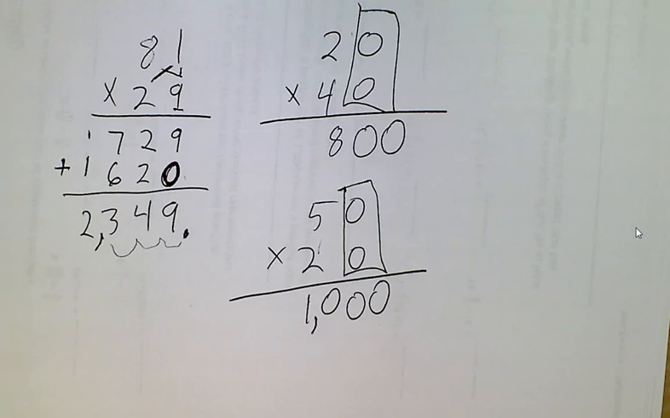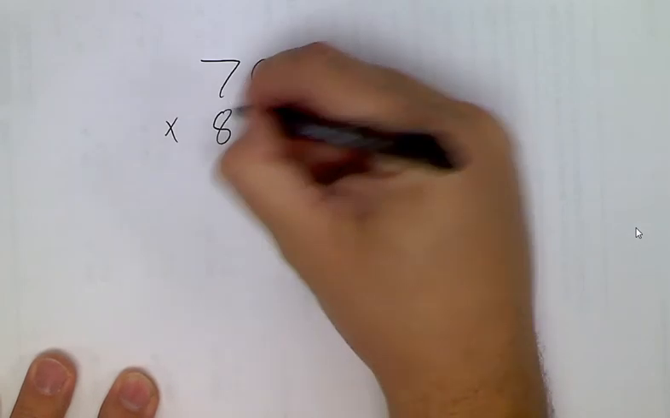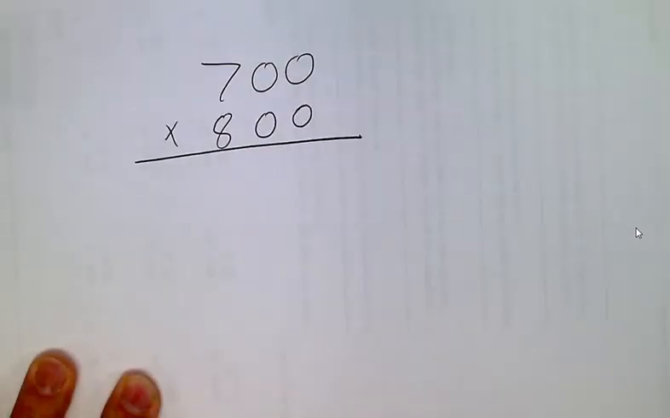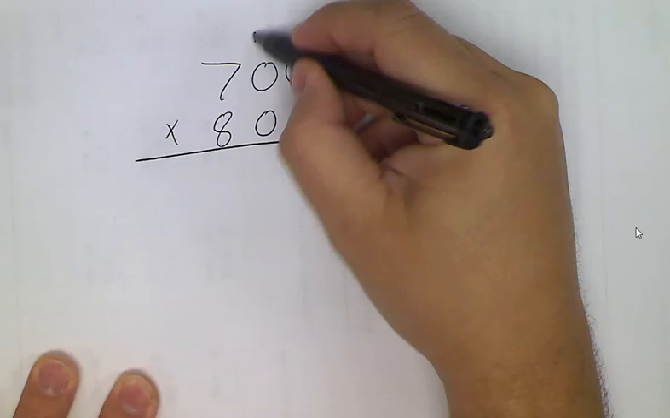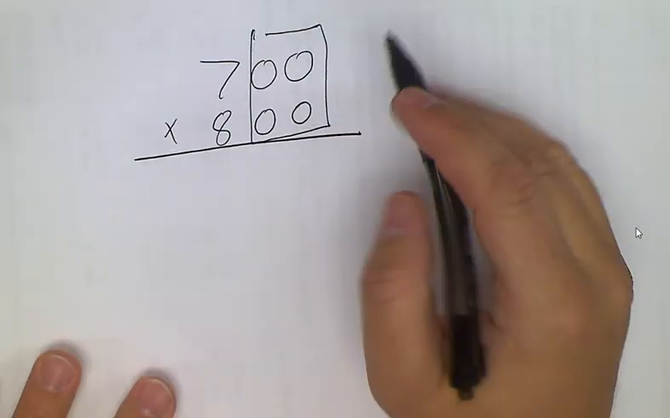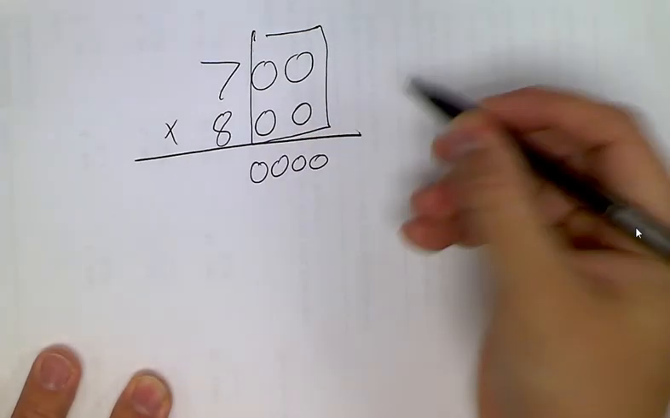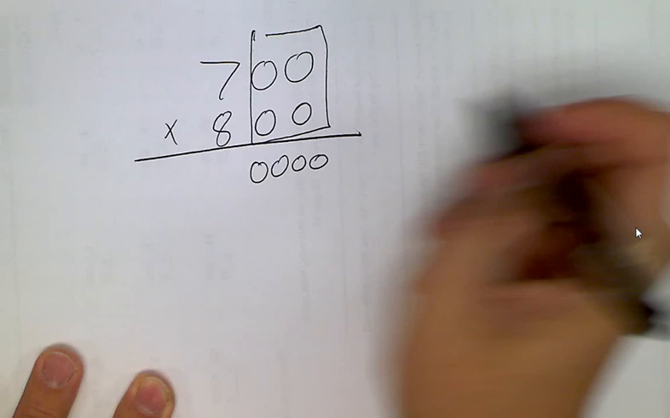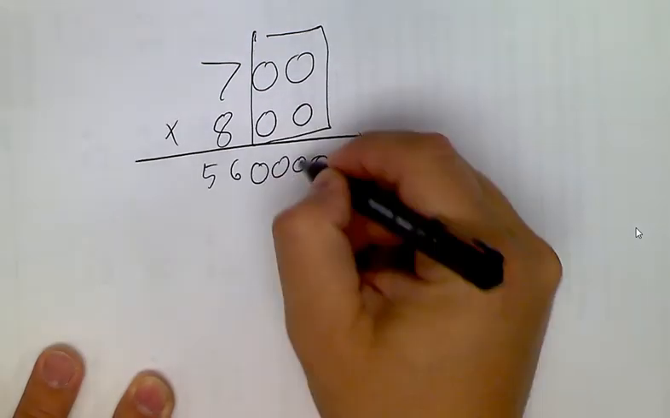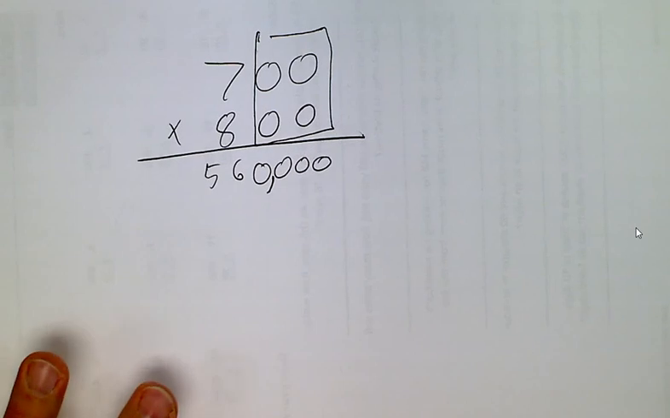Wait a minute. What about this? Bring down the 4 zeros. Yeah, check this out. I've got 4 zeros at the end. And I like putting a box around them. That way you know you've used these 4 zeros. So we'll do 1, 2, 3, 4. And then 7 times 8 is? 56. Wow. So 1, 2, 3 places over is 560,000.